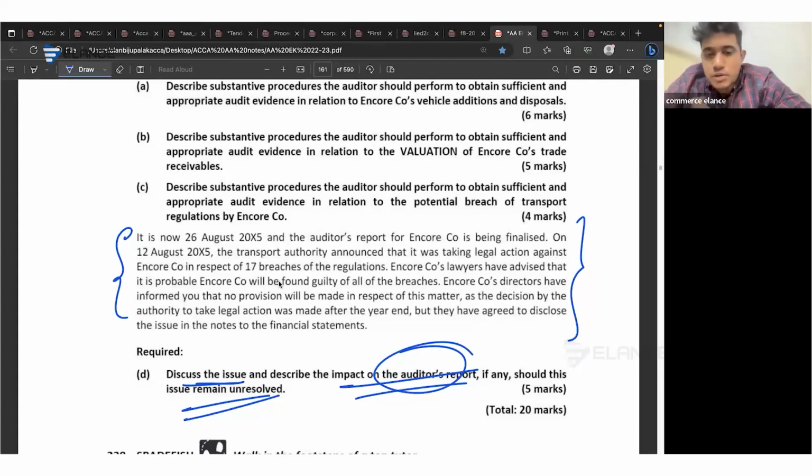It's 26th August 2015. Now it is confirmed that there are 17 breaches in total. And Encore's lawyer has already confirmed that we will be found guilty and we are required to pay an amount of fine for the 17 breaches. And the directors have not yet created any provision in respect of this matter. So they have just mentioned to us that they will disclose it in the notes to the financial statements. So this is what happened.